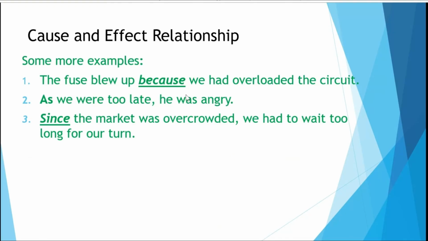There are some more examples which can help you understand easily. The fuse blew up because we had overloaded the circuit. So this is the reason here and this is the result. Once again, as we were too late, this is the reason, or this is the cause. He was angry. Now this is the result. Since the market was overcrowded, we had to wait too long for our turn. So this is the reason with since and a comma, and then we have a result at the end of the sentence.